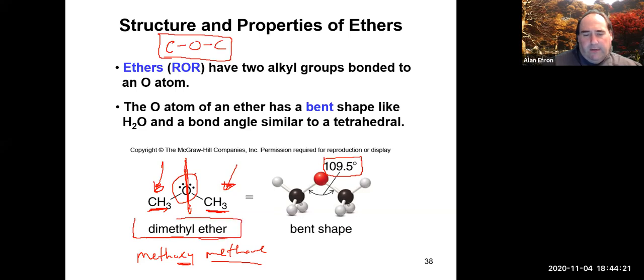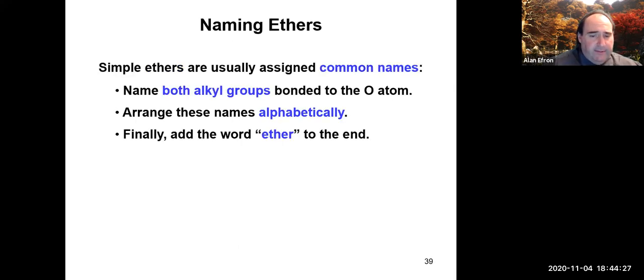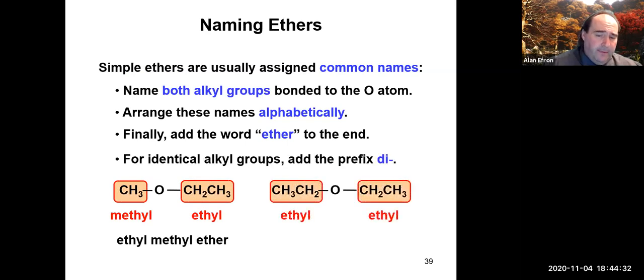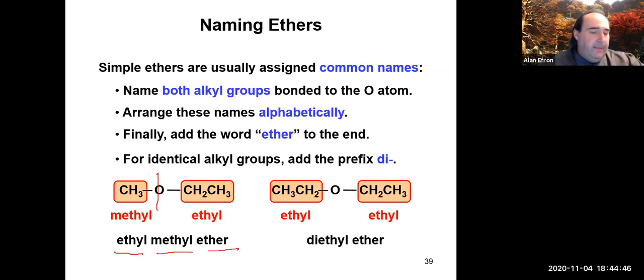We're just going to go the common way of naming: to the right and to the left of the oxygen, and put those groups in alphabetical order with ether at the end. So here's an example. Again, we go to the oxygen. To the right, we have an ethyl group. To the left, we have a methyl group. Alphabetical: ethyl, methyl, ether.